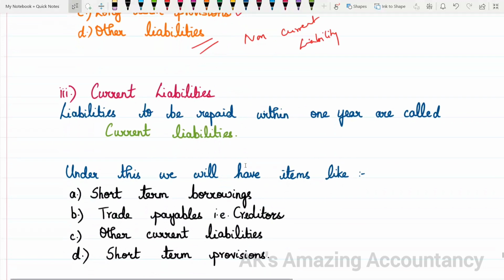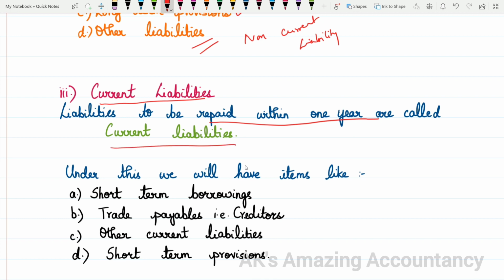Then the next heading we have is current liabilities. So, what do you mean by current liabilities? Current liabilities are those liabilities which are to be repaid within 1 year. So they are actually short term in nature. Under this heading, we'll be having items like short term borrowings, then trade payables. Trade payables is nothing but creditors, and if there is any other current liability, that will come here.